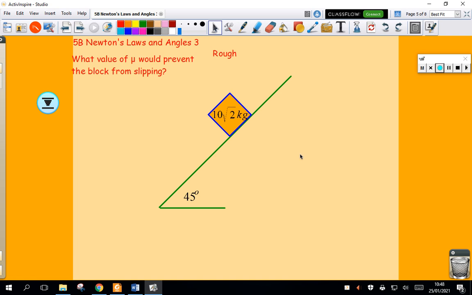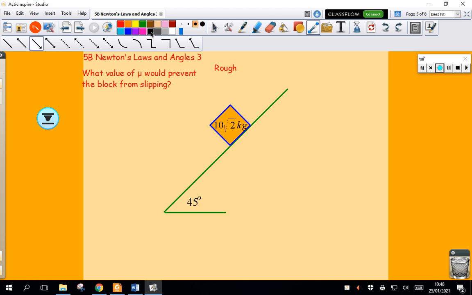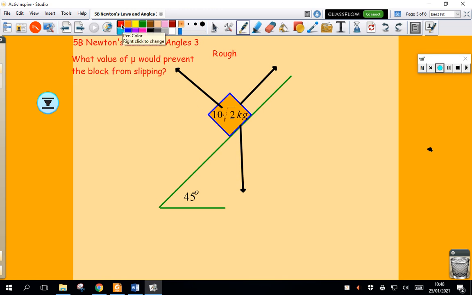So just like before, I'm going to put in my weight vector. Always a good one to start with. Acting towards the center of the earth. My normal reaction perpendicular to the plane of contact. We've got friction acting in some direction back here. Those are all the forces. The force that needs resolving is the force that is neither parallel nor perpendicular to the plane, which in this case is the weight. So I'm going to resolve it to be parallel and perpendicular to the plane.